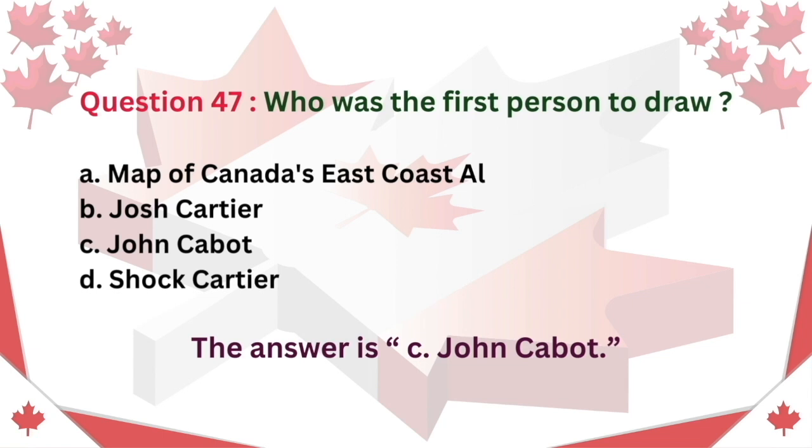Question 47. Who was the first person to draw a map of Canada's East Coast? A. Al. B. Jacques Cartier. C. John Cabot. D. Jacques Cartier. The answer is C. John Cabot.